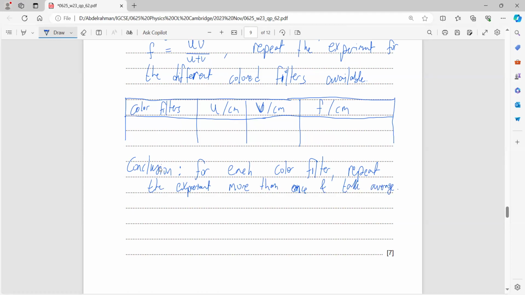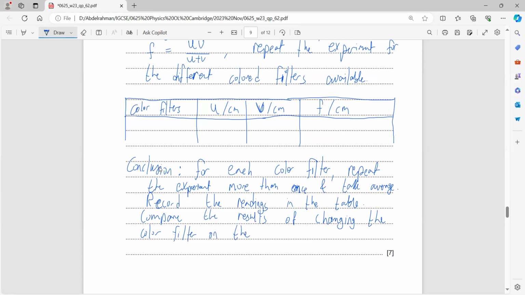طيب, after I repeat more than once and I take average, نعمل ايه؟ Record the readings in the table. And then finally I have to compare the results of changing the color filter on the focal length. صح.